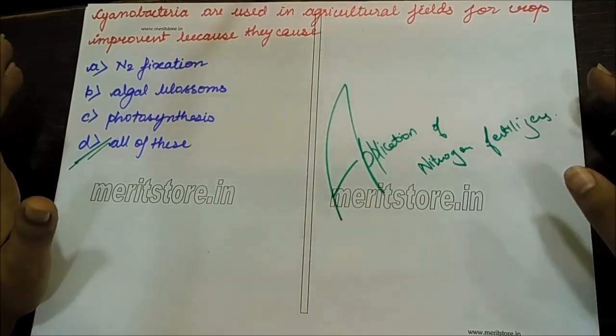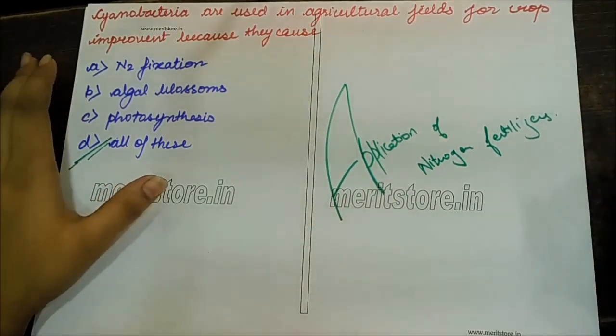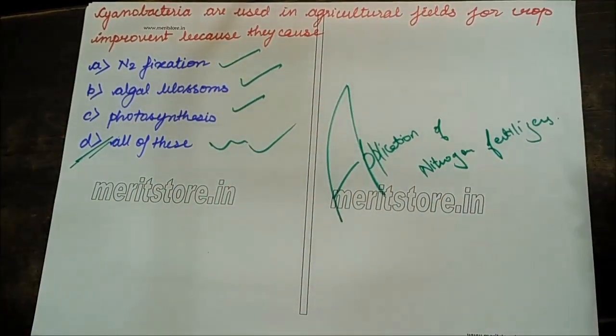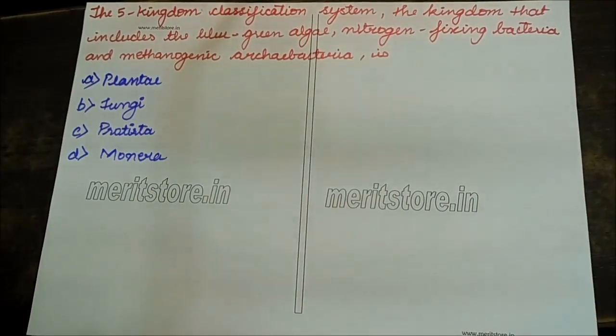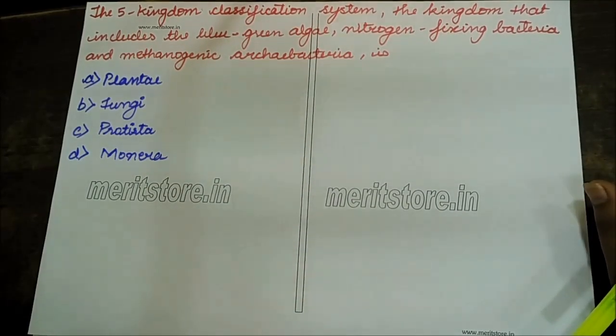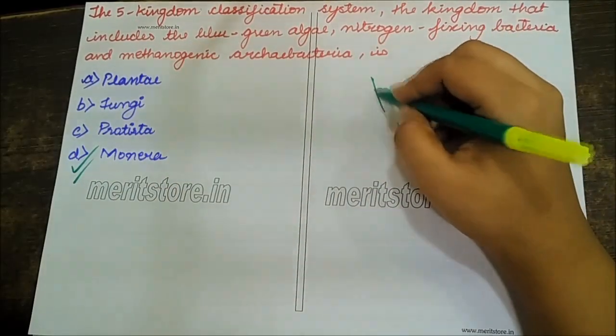Cyanobacteria are used in agricultural feeds for crop improvement because they cause what? Means all of these. Let's move on to the next question. In the 5-kingdom classification system, the kingdom that includes the blue-green algae, also called cyanobacteria, nitrogen-fixing bacteria, and methanogenic archaebacteria, is Plantae, Fungi, Protista, or Monera. And the answer for this is Monera.